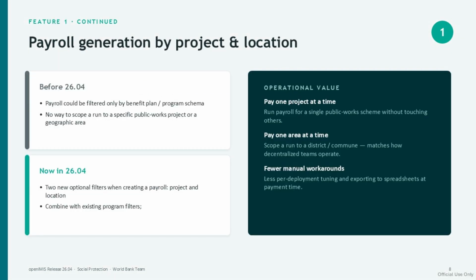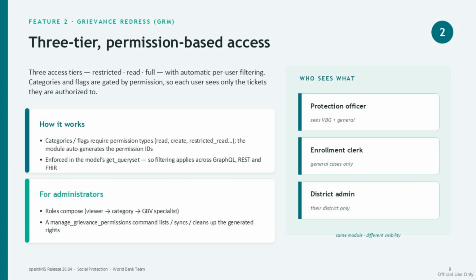For payroll generation, we've also added support for payment by project or by location, or a combination of both. This is so that payment can be managed at a distributed regional level. You don't have to generate payroll for the entire program at a time, but rather you can do so per location or per project. This provides additional flexibility for payroll generation. I think that's it for this feature. Back to you, Anthony.